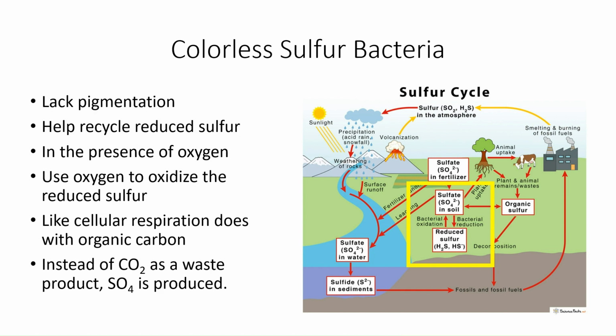We'll see that they can have various features. Colorless sulfur bacteria are called colorless because they lack pigmentation. They help to recycle reduced sulfur in this manner in the presence of oxygen. And so they use oxygen to oxidize the reduced sulfur. And like cellular respiration does with organic carbon, this is going to reduce oxygen. But instead of CO2 as a waste product, SO4, or sulfate, is produced.